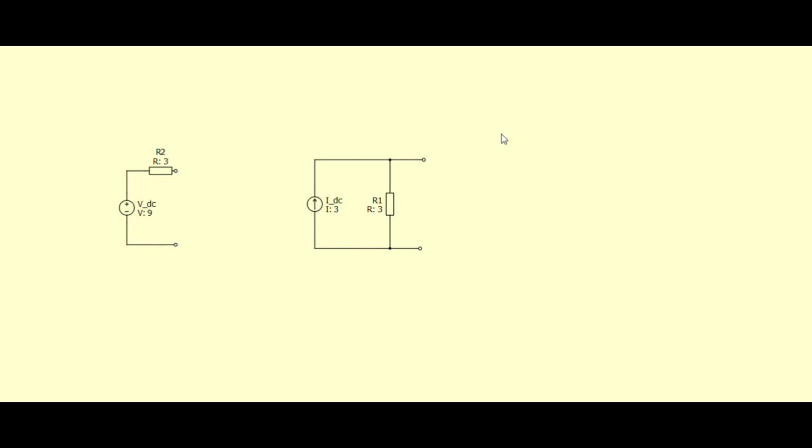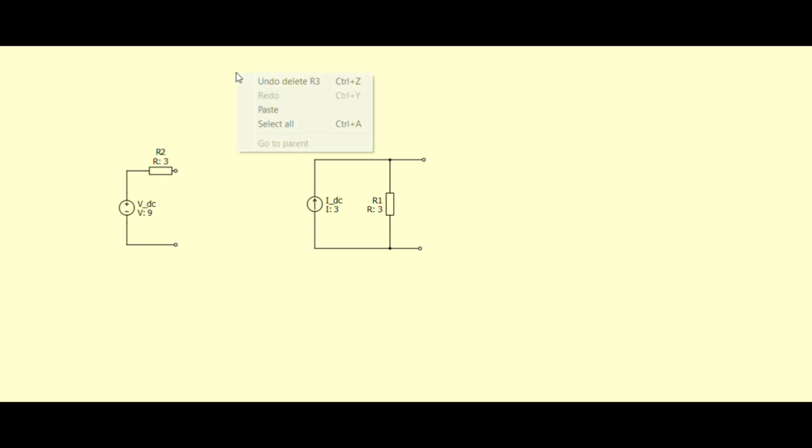Hello viewers, in this short simulation video, we will be discussing how source transformation is valid. How can we say that these two are equivalent? As we all know, a practical voltage source can be replaced with a practical current source. And it is a very important network reduction technique we frequently use in circuit theory to solve circuits. So how can we say that these two are equivalent?